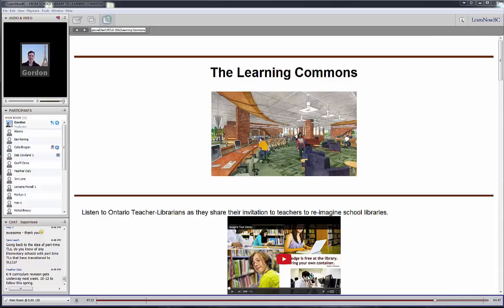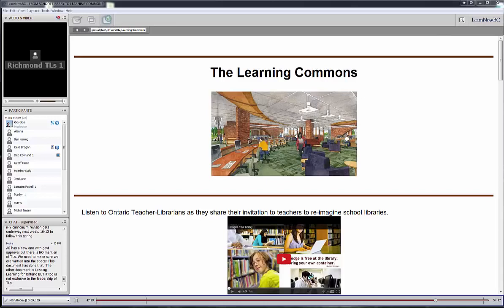Okay, and then Sarah says, going back to the idea of part-time teacher librarians, do you know of any elementary schools with part-time teacher librarians that have transitioned to library learning commons? Yeah, that's a good question. I know that Sylvia Zubke in Vancouver has felt relatively successful with the kinds of things that she's doing.